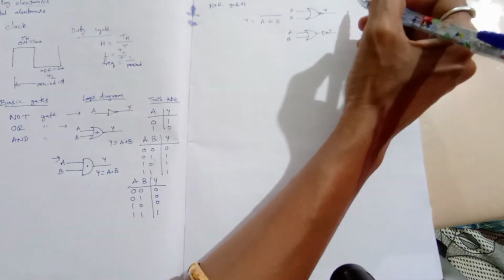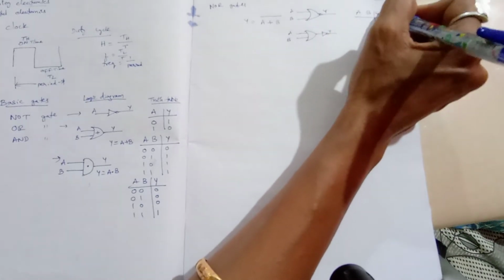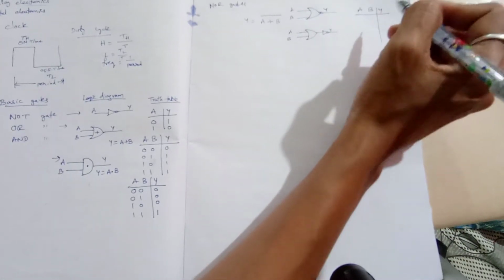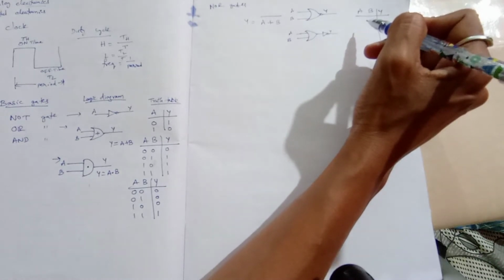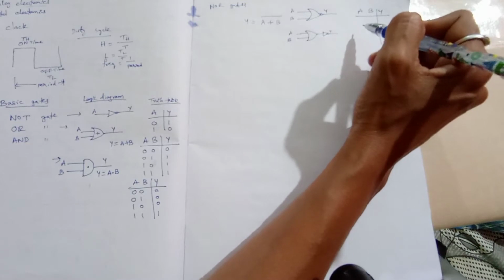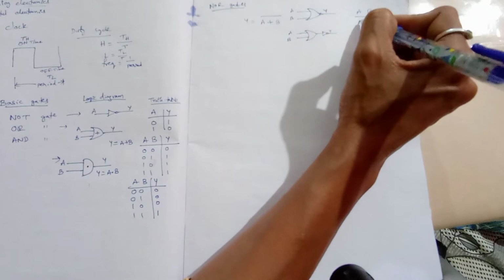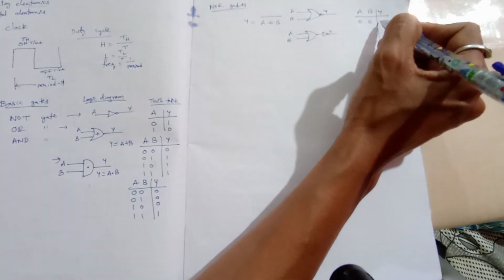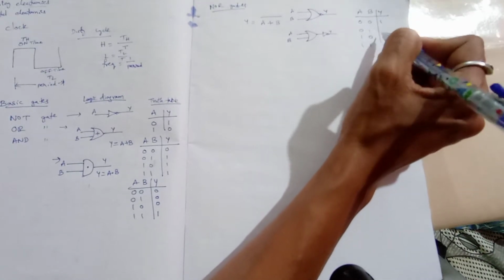And truth table A, B: OR gate inverse. That is, for OR gate, if both the inputs are low, the output will be low. Coming to NOR gate, if both the inputs are low, then the output becomes high, and for remaining all other cases, it will be low.